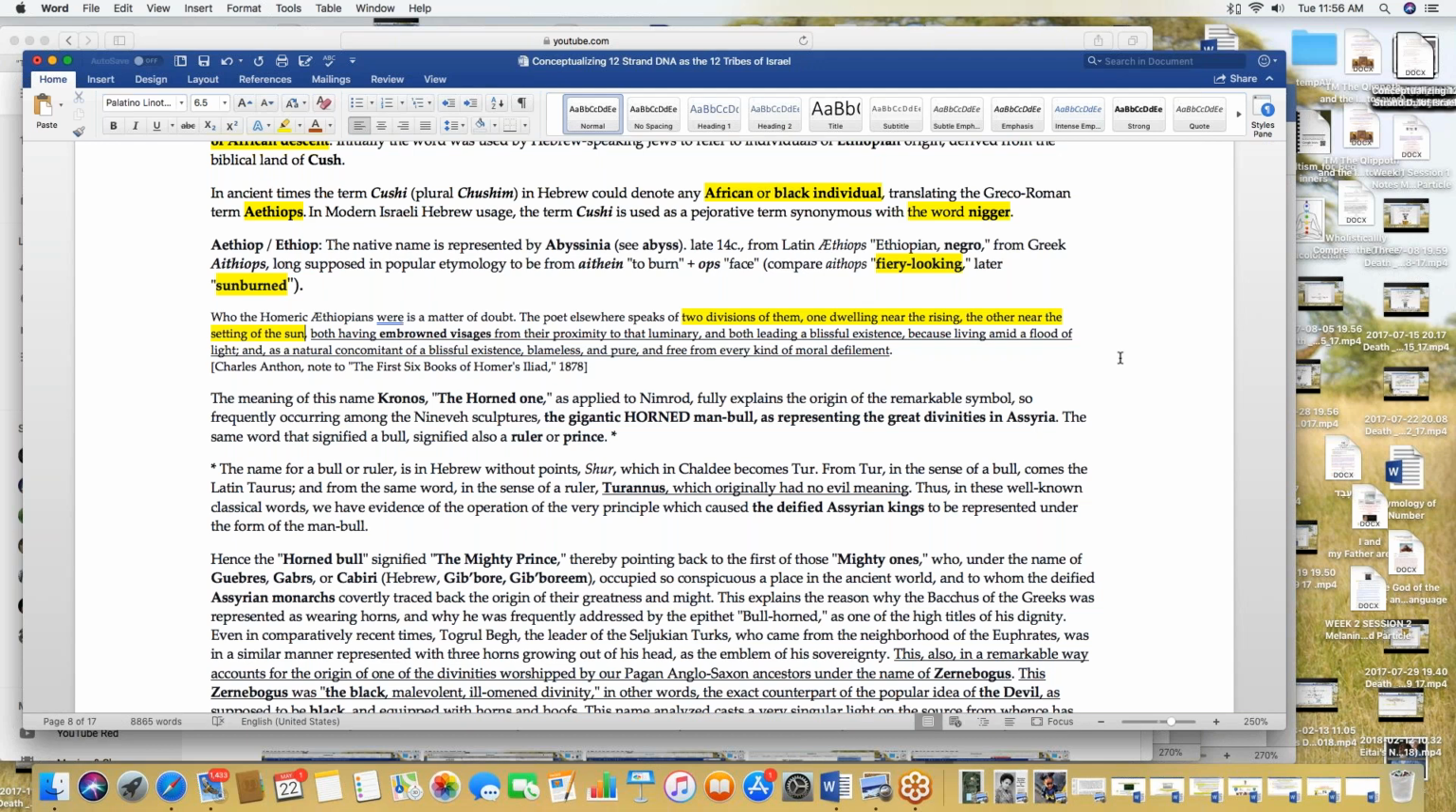Bringing this thing home, making it personal. Both having embrowned visages from their proximity to the luminary, and behold, leading a blissful existence, because living amid a flood of light, and as a natural concomitant of a blissful existence, blameless and pure and free of every moral defilement. Now they're putting it that way and saying that our godly demeanor, our divine demeanor was because we lived in such proximity to the Son.